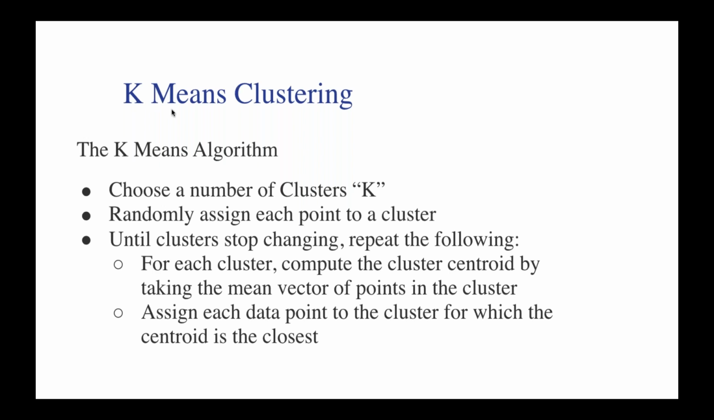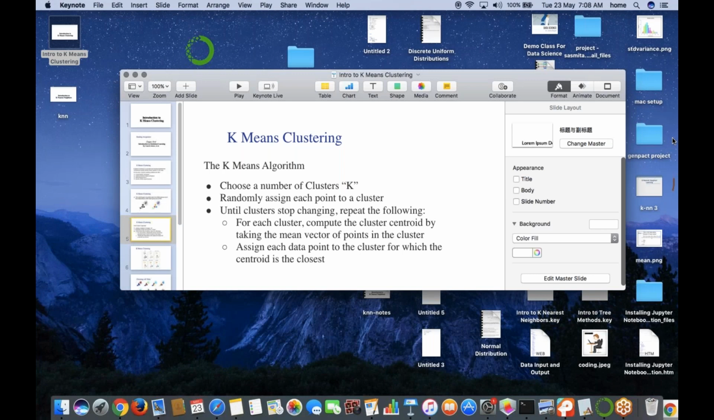Then second, randomly assign each point to a cluster. Point number 2 is to randomly assign each point to a cluster. You choose, let's say, I need 4 clusters. Let me show you here. No worries, I'll show you a very good video on YouTube so that it will help you understand. So step number 1, we have all these points.